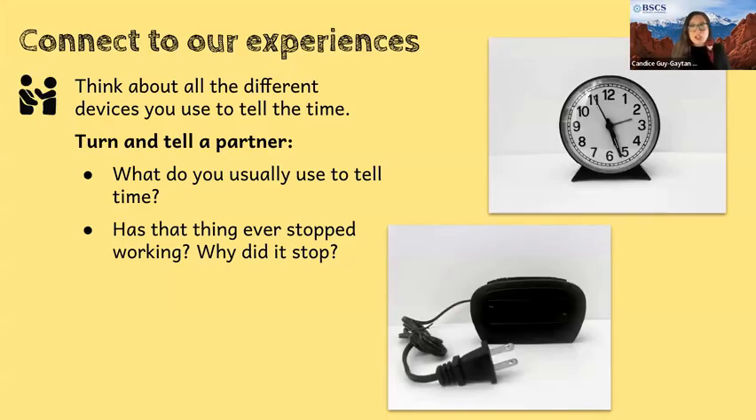So we start our anchor by posing a few questions to students. We ask them to consider what they use to tell time and if that device has ever stopped working. Students may say something like, I use the microwave to tell the time, and sometimes it comes unplugged. I use my caretaker's phone and the battery dies sometimes, and so I can't see what time it is. Or I use my Xbox and my brother unplugged it.